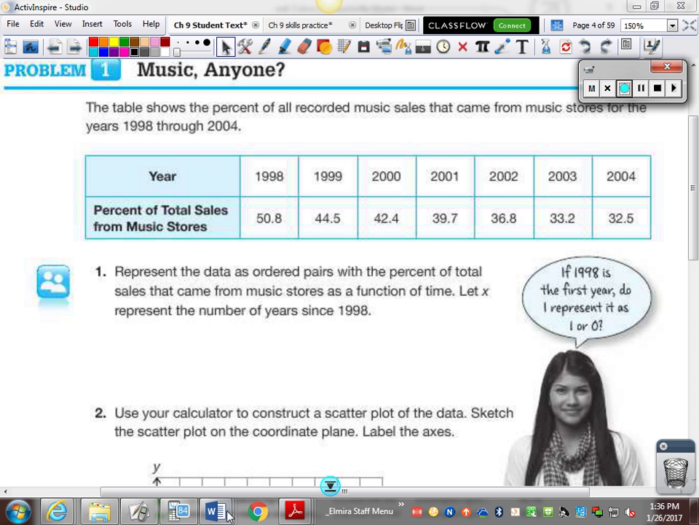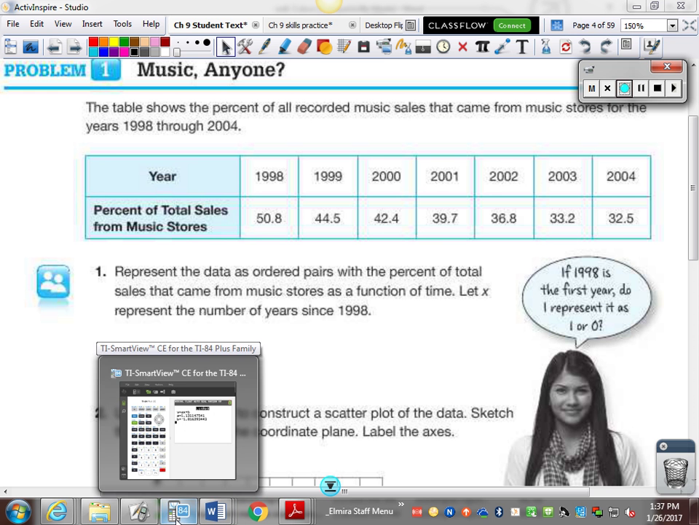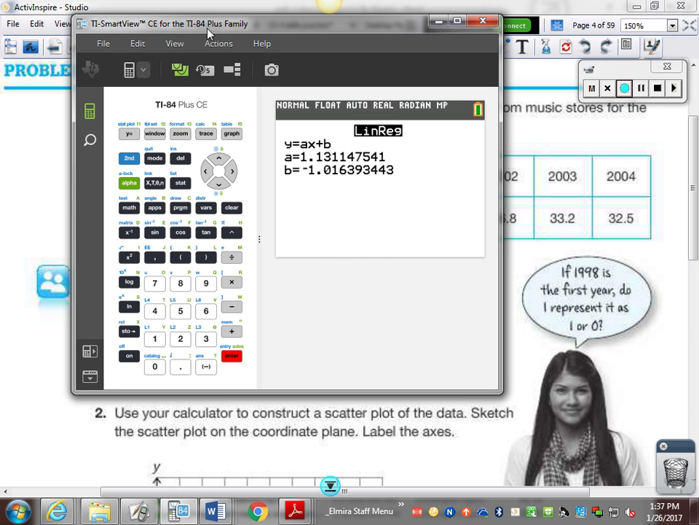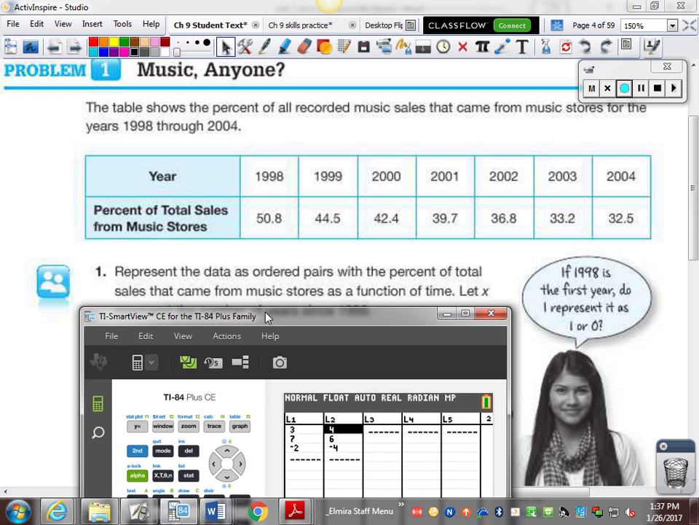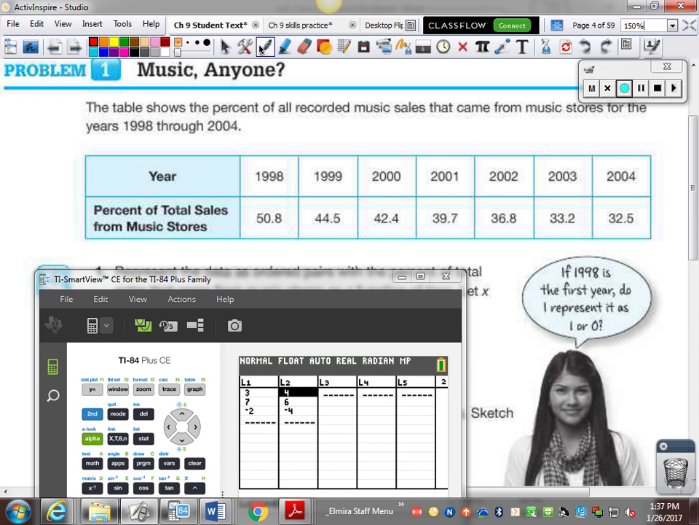Okay, so what you're going to do first is go into your calculator and stat edit. I have some values in there that you can ignore right now, but in your L1, remember, we don't put years in, all right? This is going to be 0, 1, 2, 3, 4, 5, and 6.